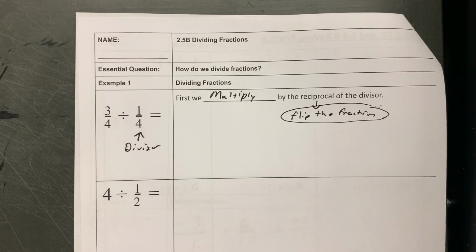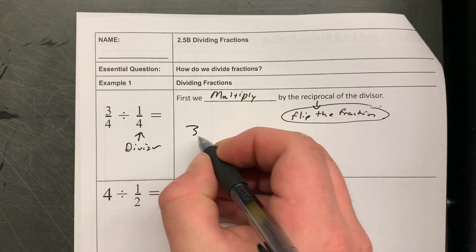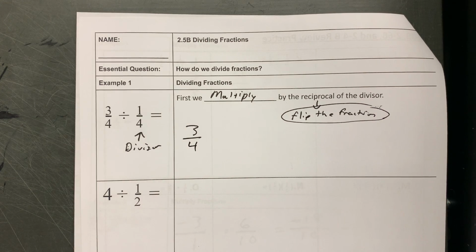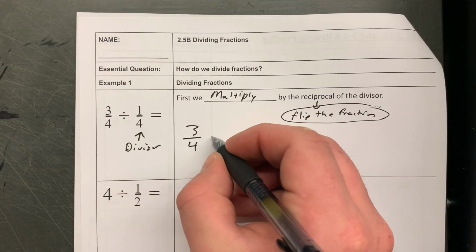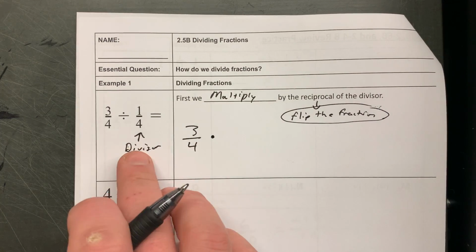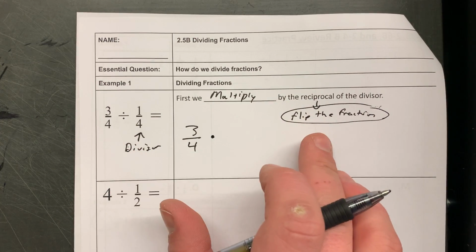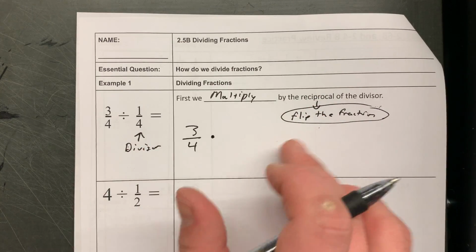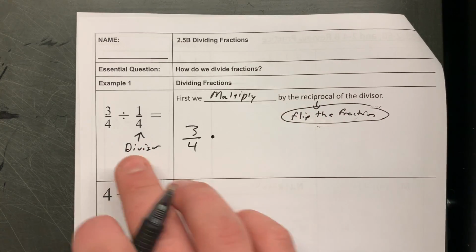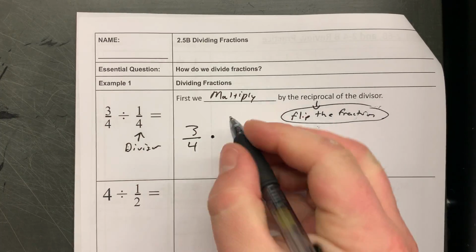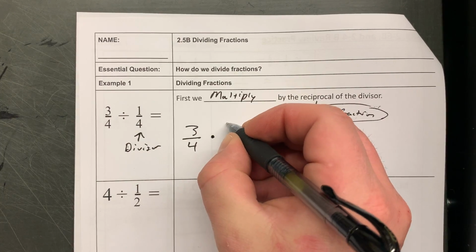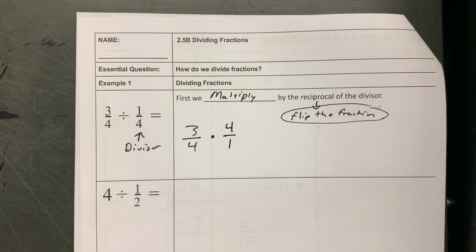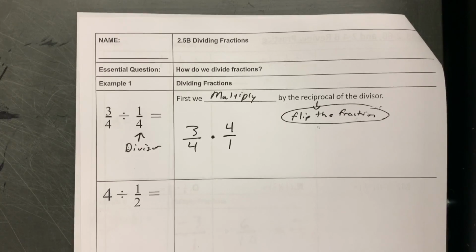So let's do that. My first number is going to stay the same. 3/4 is staying the same regardless, no matter what. My division turns into multiplication. My divisor is being multiplied by its reciprocal, or it's being multiplied by the reciprocal of the divisor. So that means I'm flipping my 1/4. So my 1/4 is actually going to become 4/1. Flipping it upside down, flipping that fraction.